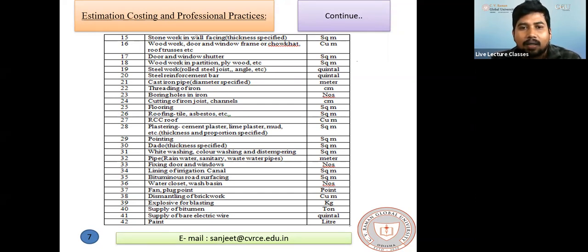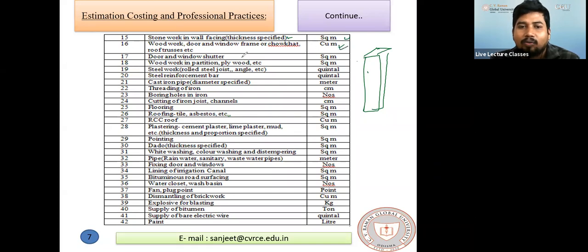Stone work in wall facing, square meter. Thickness is already specified. Woodwork for door, window frame or chowkat, roof trusses, these are all cubic meter. Because you see the example of chowkat. Chowkat looks like this. Because it has some thickness, some width, some length, this is generally measured in cubic meter.